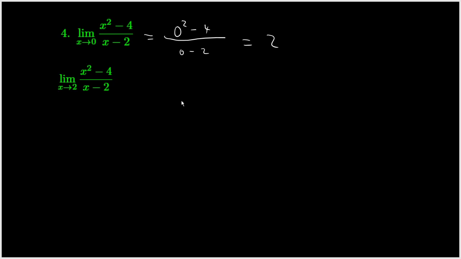Now look at question number 5. The same function, but we take the limit as x approaches a different number. This time x approaches 2. For this question, is it okay to plug 2 into the function to get the value of the limit? We cannot. Why? The function is undefined at 2, right? 2 will make the denominator 0. So you cannot do that. You cannot plug 2 into the function to get the limit.